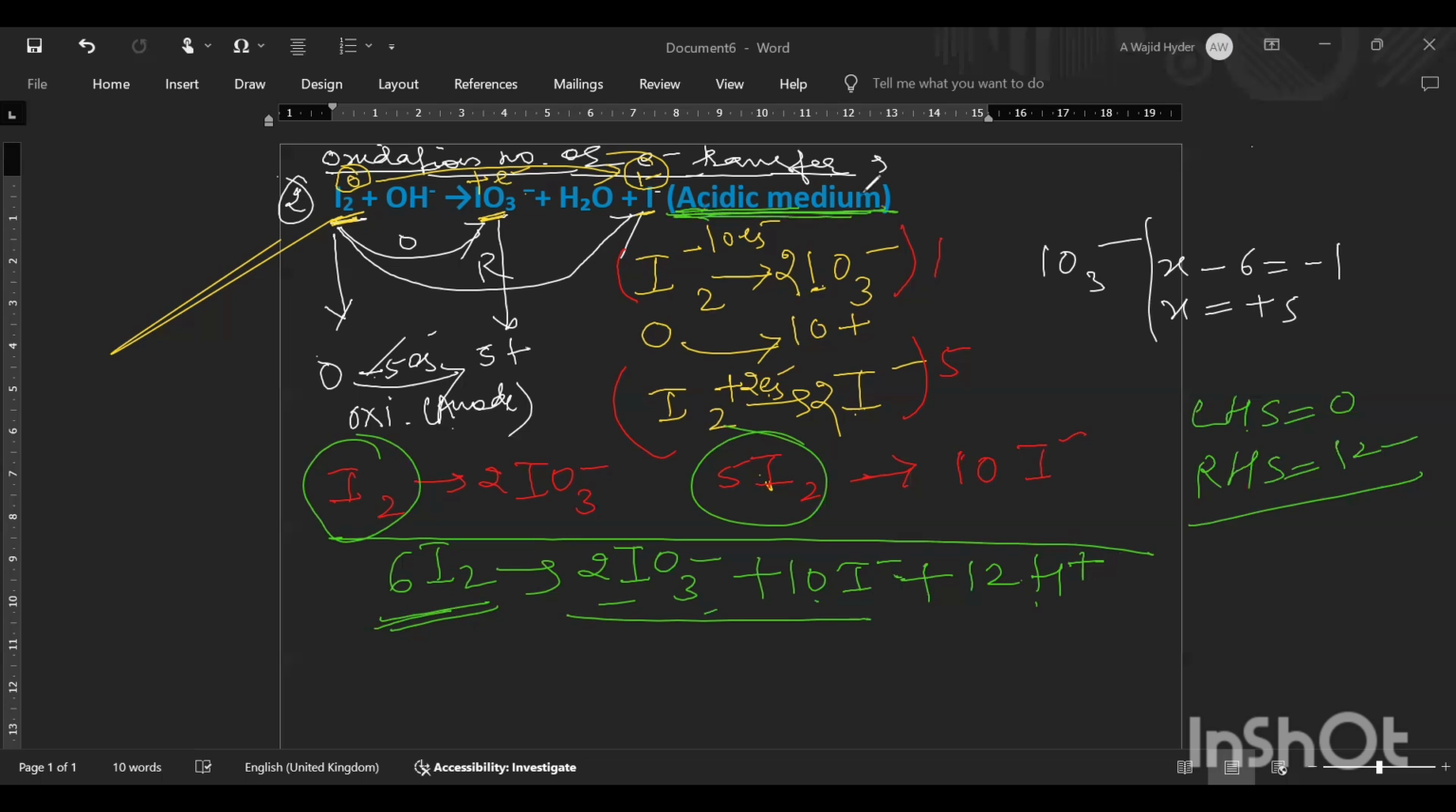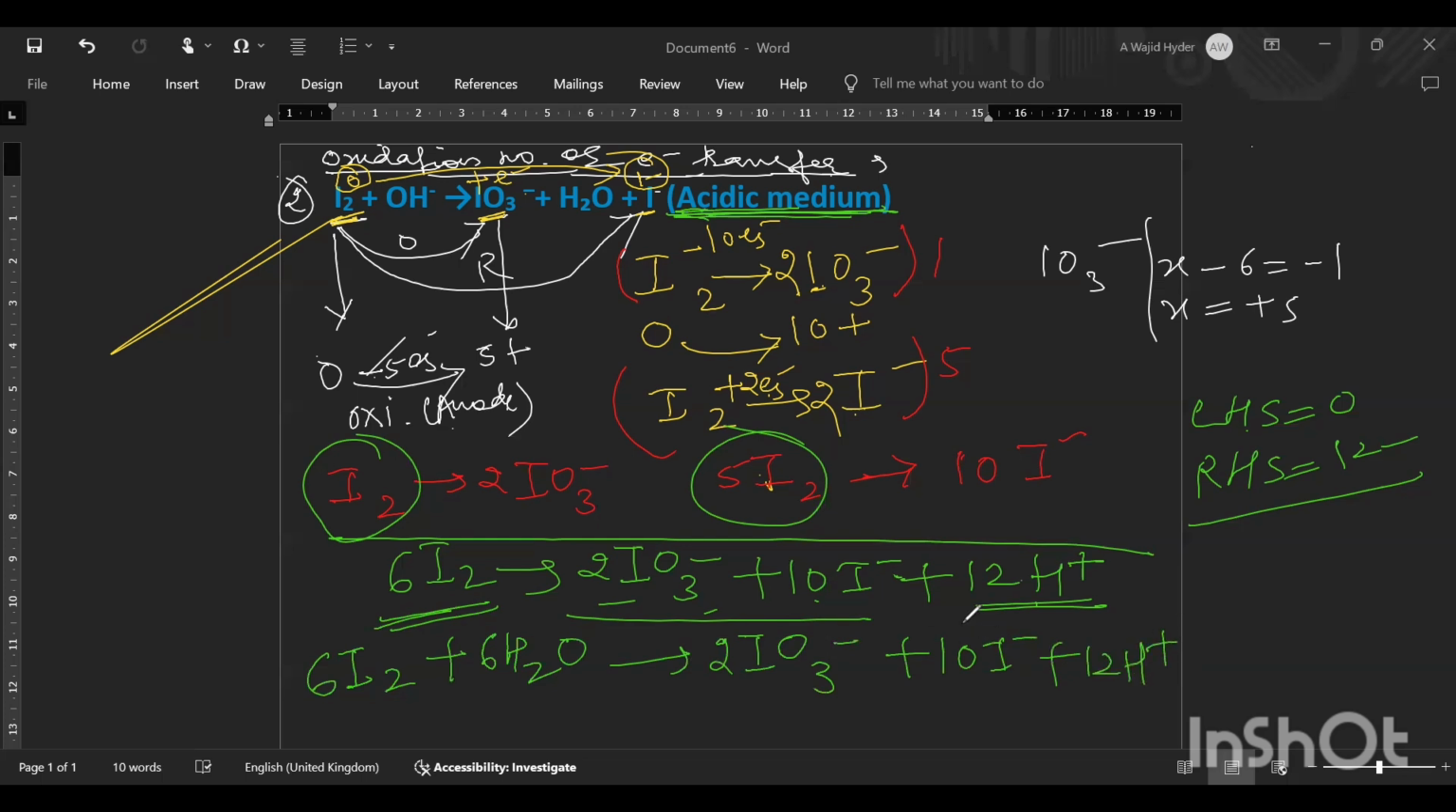So to balance this, you should write half of the number of water molecules on the opposite side. Here 12H+ on the right-hand side, so 6H2O will be on the left-hand side. What you will get is 2IO3- + 10I- + 12H+. Now see, this is the balanced chemical equation.